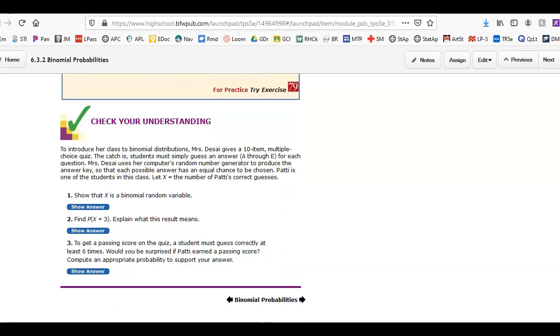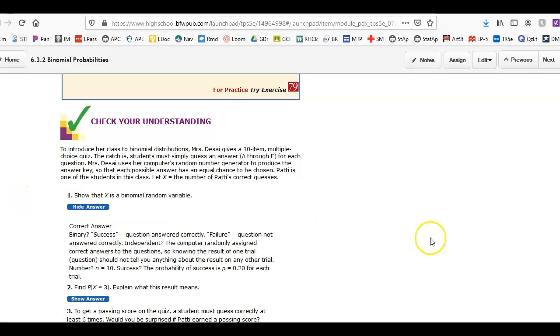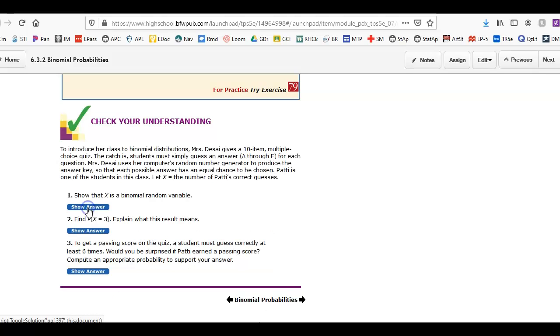Okay, so this check of understanding, why don't you pause the video right now and work through this? For part A, or number 1, it's just going to be going through bins. This is a binomial setting. Part B, it's the probability that exactly 3 of her guesses are correct.